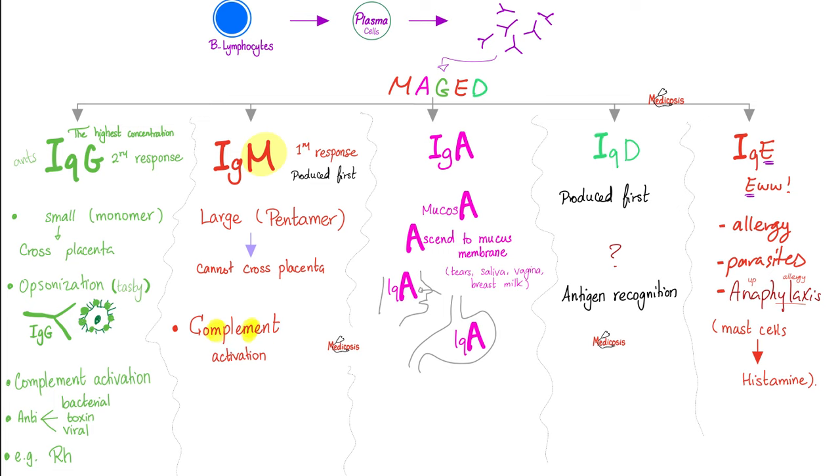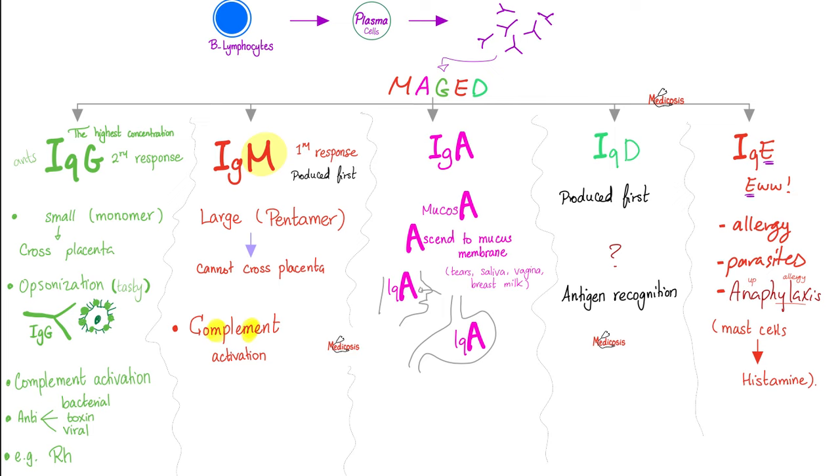Next, IgA decided to ascend and leave the plasma, leave your blood vessels, and go to the mucosal surfaces. In your nose, in your mouth, in your ear, in your paranasal sinuses, in your gut, in your anal canal, vaginal canal, etc. IgD, no one knows what it does. IgE, just remember ew, allergies, ew, parasites, ew, anaphylactic shocks with histamine, ew.